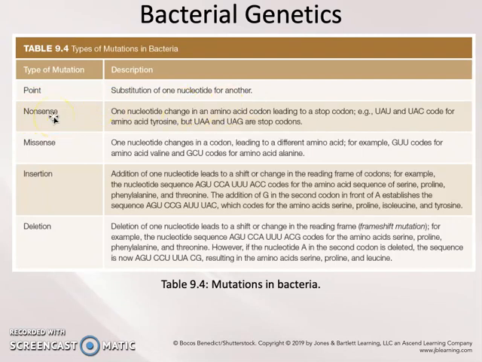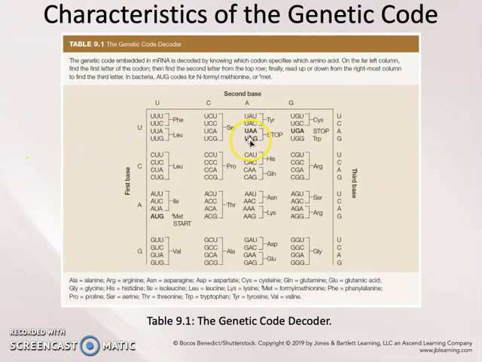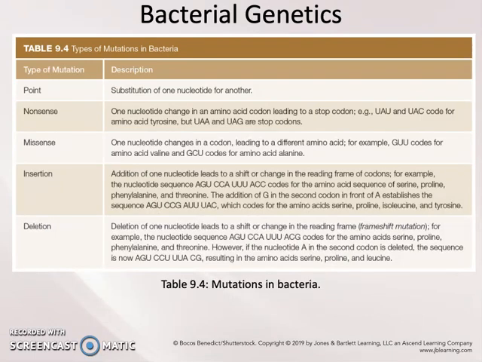The first one here listed is a nonsense mutation. A nonsense mutation is when one nucleotide changes and that nucleotide change results in an amino acid changing to a stop codon. So for instance, if we go back to our genetic code, this would be like UGU, which normally would translate to cysteine, changing to UGA. By doing that one change, it's now changed to a stop codon. What this does is it immediately halts protein production and leads to a truncated or very shortened version of the protein. This would lead to the protein being completely non-functional.